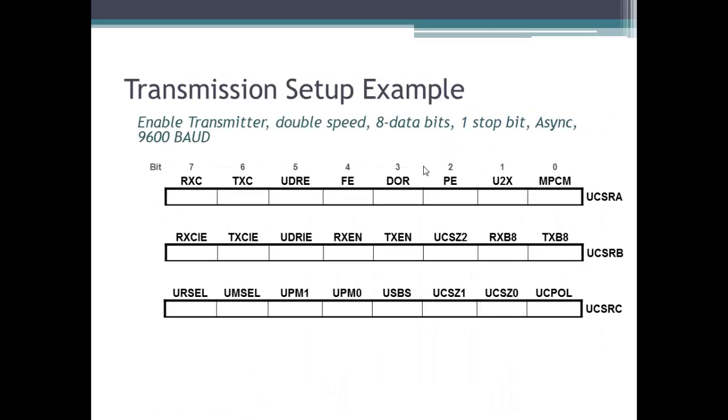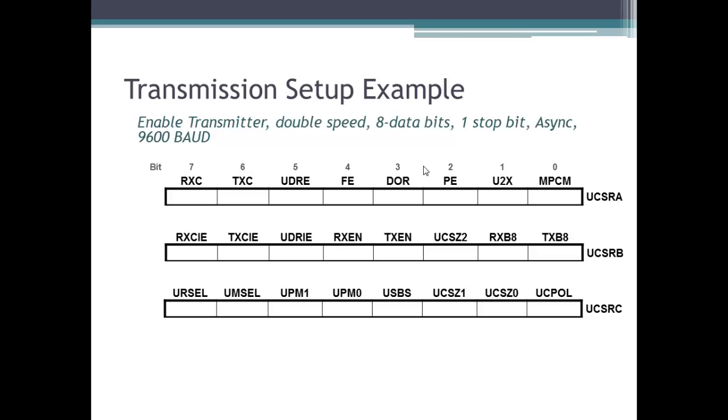Let's look at a quick transmission setup example. If I wanted to configure the transmitter, I wanted to enable the transmitter, I wanted to turn on double speed mode, I wanted to choose 8 data bits, 1 stop bit, run the thing asynchronously, and transmit at 9600 baud.